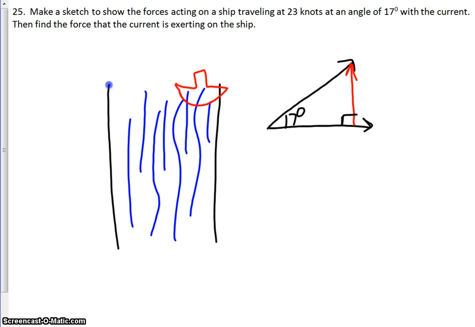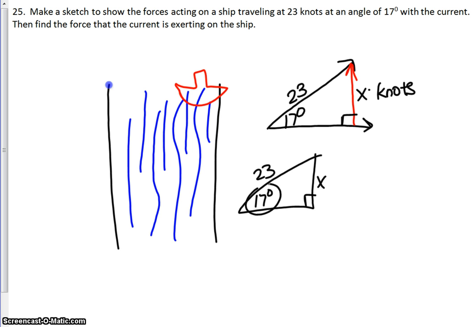This ends up being a right angle. The boat is traveling at 23 knots. That's the force that the boat is exerting. We want to know what this force right here is. How many knots, in the same units as what the boat is going, is the current pushing on the boat? Well, we have a right triangle. That is a really icky right triangle.